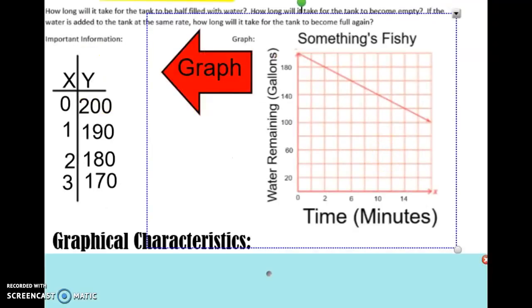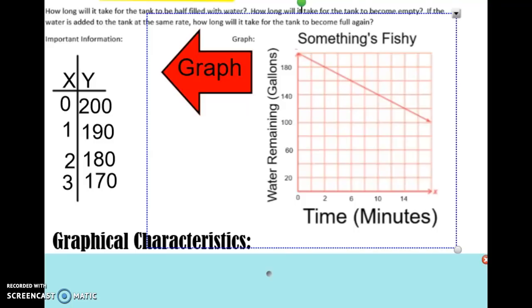Okay, here's my graph. I want to point out a couple of things to you. I put time on the x-axis because we determined that was the independent quantity and it was the x value. We put water remaining, or gallons, on the y-axis because that's the dependent value. So the amount of water remaining depends on how much time I was draining the aquarium. I also want to point out I have a title.